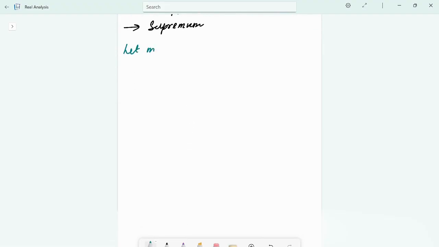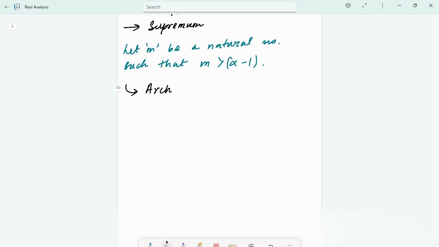Let m be a natural number such that m is greater than alpha minus 1. This is possible. How is this possible? Because we have already considered that alpha is the least upper bound. This is possible due to the Archimedean property. Again, referring to the previous video, please watch it.